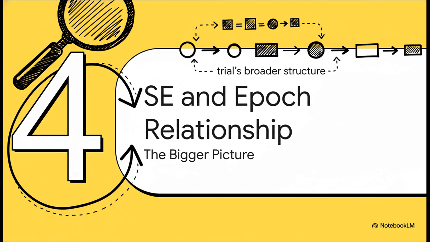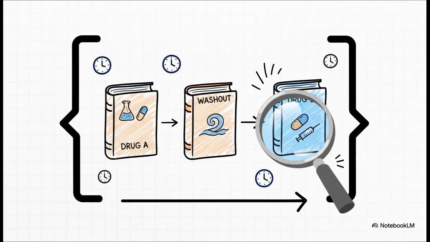Okay, so now that we've got the nitty-gritty of elements down, let's zoom out. We need to see how they fit into the trial's broader structure. And to do that, we have to talk about epochs. So, what's an epoch? It's just a high-level phase of the study. If elements are the individual activities or scenes in a movie, an epoch is the major act that contains them. So, for example, you could have a whole treatment epoch, and inside that you'd have several elements like drug A, then a washout, then drug B. See how it works? It's that higher-level grouping.